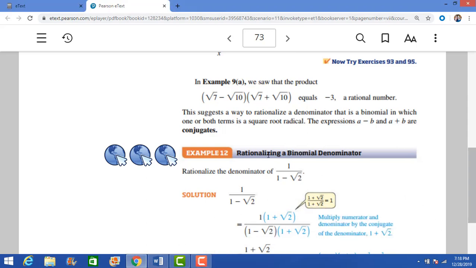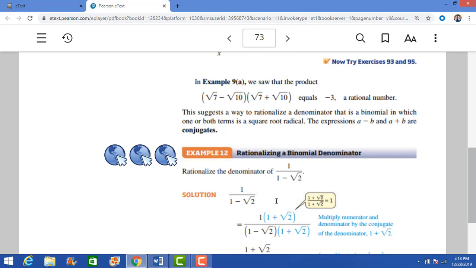So if we look at this example here, we notice that we have a radical in the denominator, but it's part of a binomial. So we can't multiply the top and the bottom by the square root of 2 like we did before, because it's a binomial, and it's not going to get rid of the radical in the denominator by just multiplying by the square root of 2. So in this case, we're going to use the conjugate of this binomial, which is 1 plus the square root of 2. And that's what we're going to use to help us.